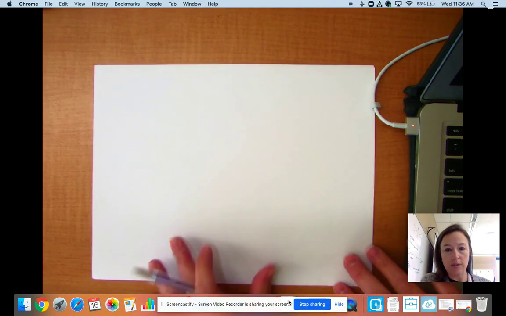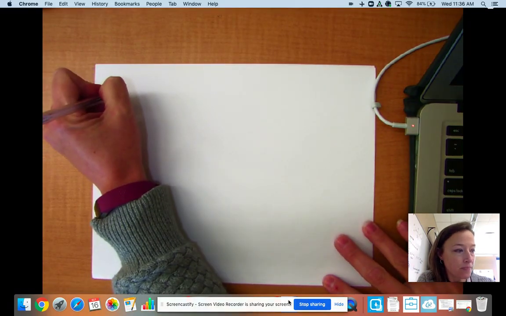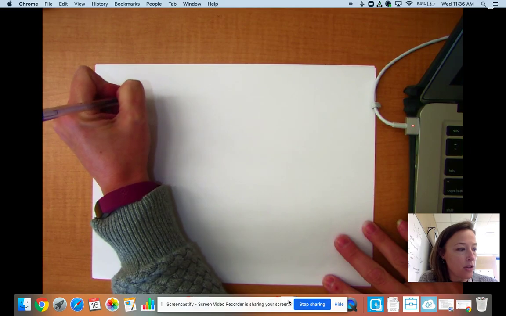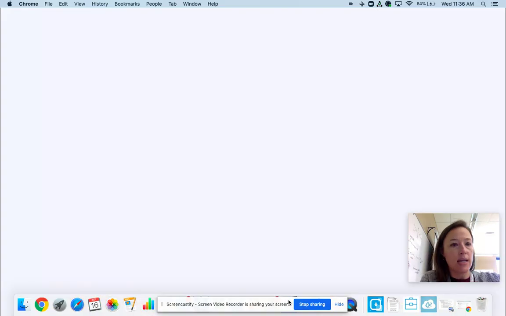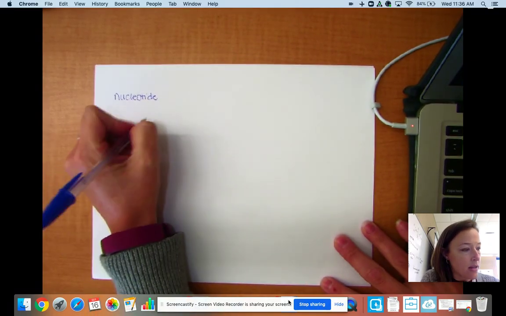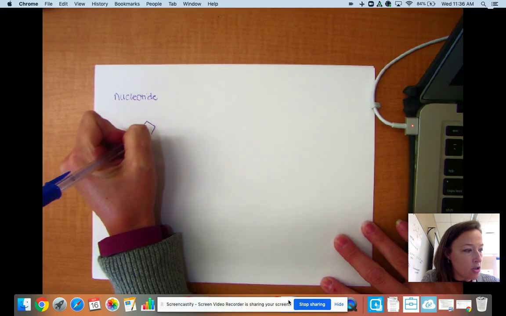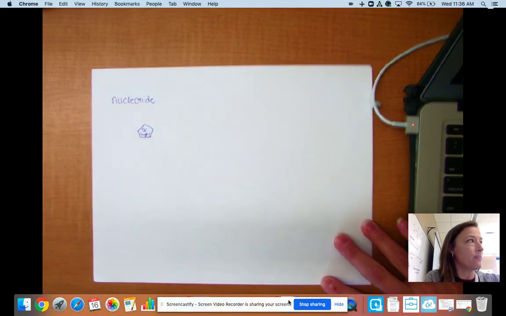Okay, let's get started talking about nucleic acids today. Nucleic acid has the monomer of a nucleotide, and a nucleotide is made of 3 parts. It is made of a 5-carbon sugar, and this is either going to be ribose or deoxyribose.